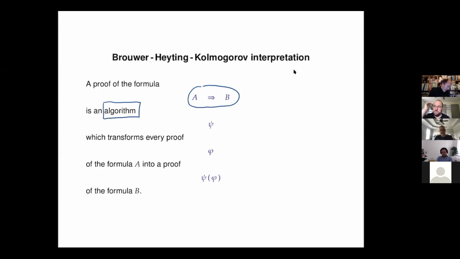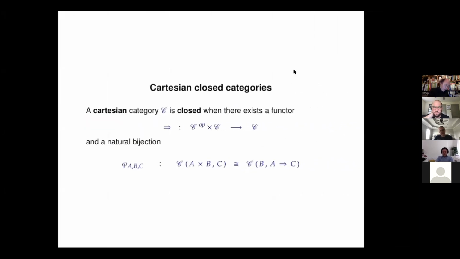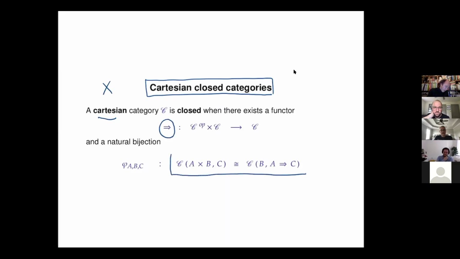The question is, how do we express the notion of algorithm? Since there could be algorithms formulated in different languages, one answer is the lambda calculus, and from an algebraic point of view, the notion of Cartesian closed category. This is just a Cartesian category, with a product, which is closed, which means that there exists a functor, which I write as implication, with that property: there is a natural bijection between the maps. There are just as many maps from A times B to C as maps from B into A implies C.